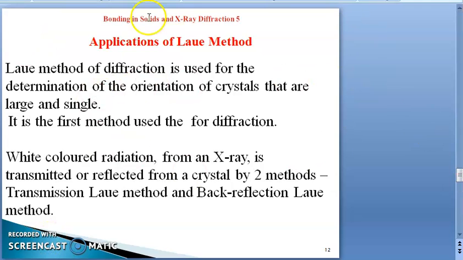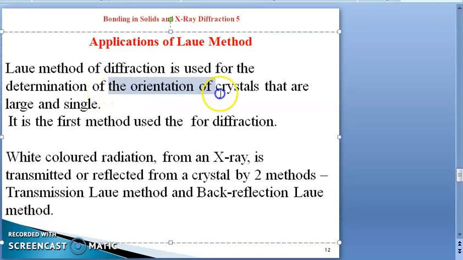Now, what are the applications of Laue method? Where is this method applicable? The Laue method of diffraction is used for determination of orientation of crystals that are large and single. This method is used for the study of orientation of a crystal which is large but single. Next application is that it is the first method used for the diffraction of X-rays.